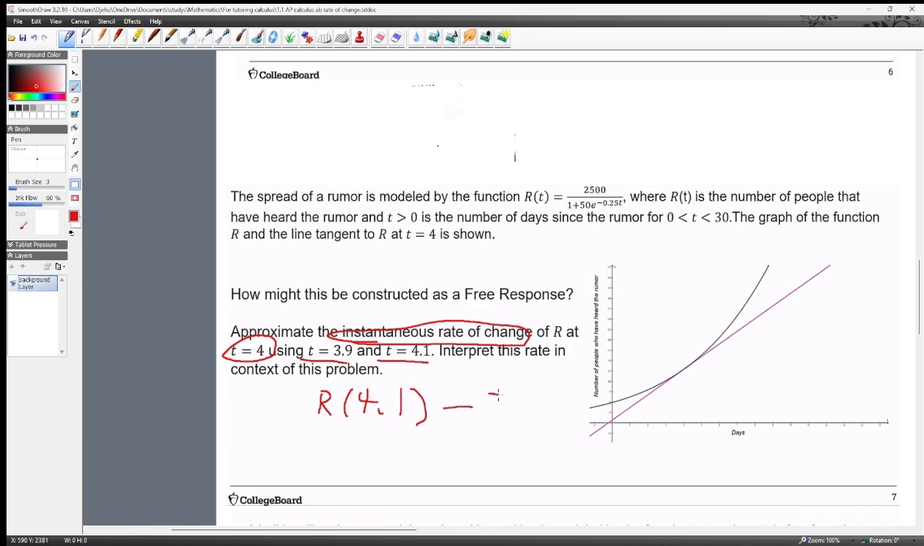Here, the software, when I go down, sometimes erases stuff. Everything is found in AP College, by the way. So here they give us a free response, and they give us the tangent line basically, and they're asking for the approximation of the instantaneous rate of change.